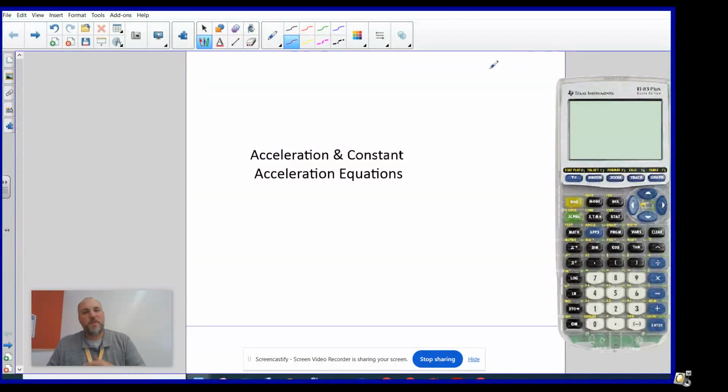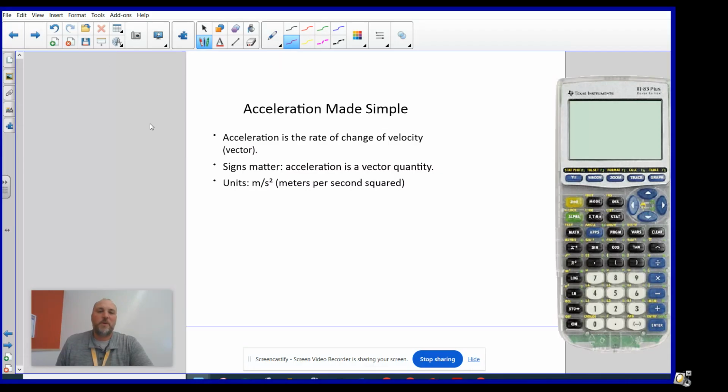Hello everybody, in this video we're going to develop the equations of motion for an object with constant acceleration. If you remember from the last video, acceleration is just the rate of change in velocity. So any change in velocity is an acceleration. Remember that acceleration is a vector quantity, so the direction matters.